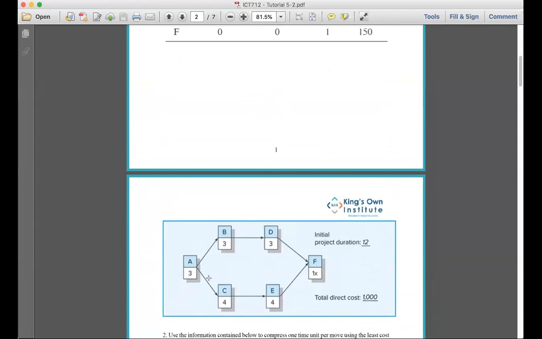Now, let's look at here. How many paths do we have, guys? 2. I want you to count the duration of ABDF and the duration of ACEF. Tell me what is the duration of each. 10 and 12. Which one is longer?